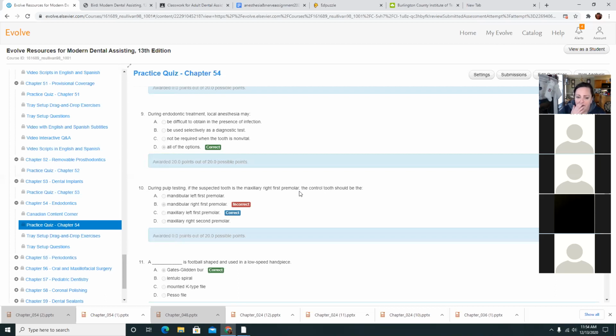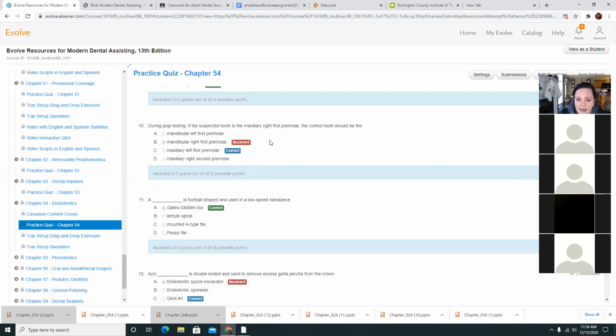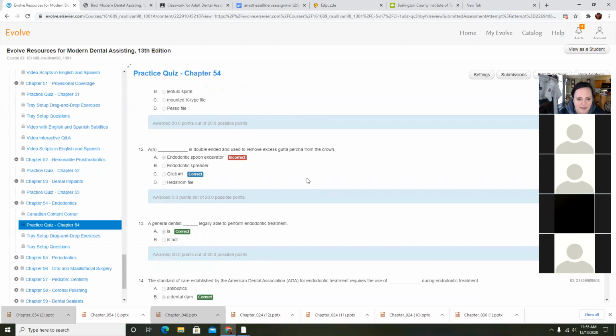Okay. All right, let's keep going here. So you guys understand the control teeth? It's going to be the same tooth in the same arch on the opposite side. So if it's tooth number 11, the control tooth is going to be tooth number 6. Thank you. Yes. Okay.